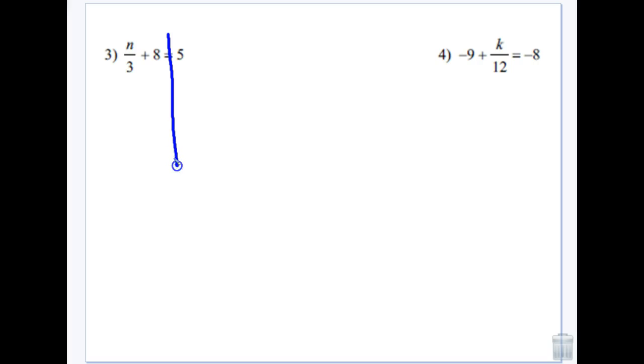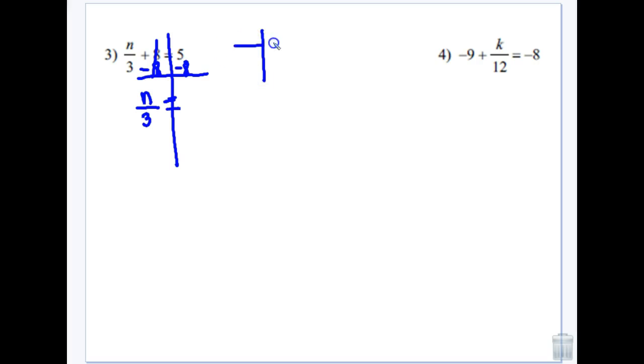So I'm going to go ahead and draw my line here to make sure that I keep it balanced, and I'm doing it on both sides. Okay? What is 8 minus 8? So I'm going to go ahead and bring down what's left. What's left? And divided by 3, right? Equals. What is 5 minus 8?